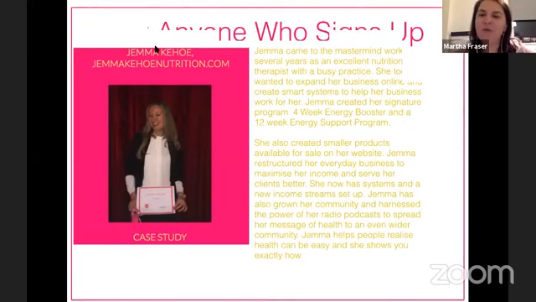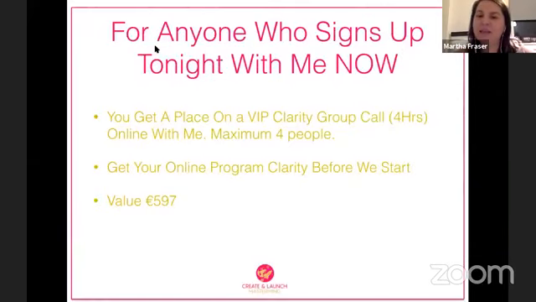So for anyone who signs up with me tonight, I have a really incredible offer. If you sign up to the Create and Launch Mastermind with me tonight, you will get a place on a very special VIP Clarity group call. It's for 4 people. The call is going to be 4 hours long. It's like a mega masterclass where we're actually going to get a lot of your clarity work done. We're going to get your online program defined so that then for the 12-month mastermind, you can actually just leap into it even faster.